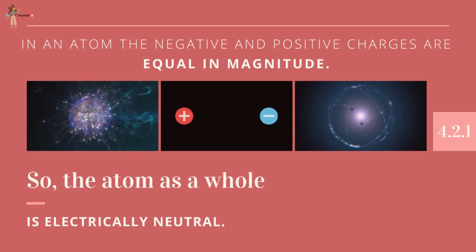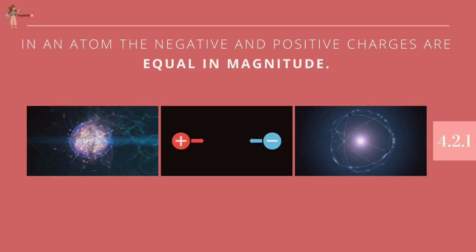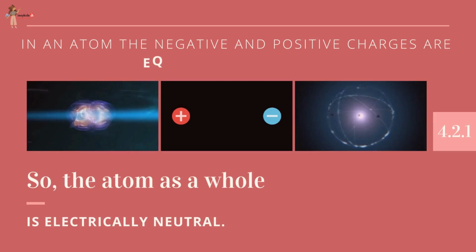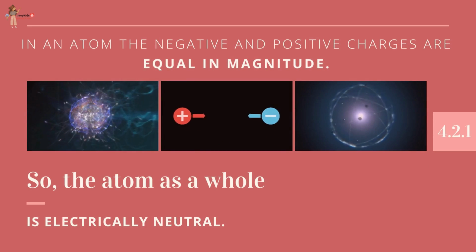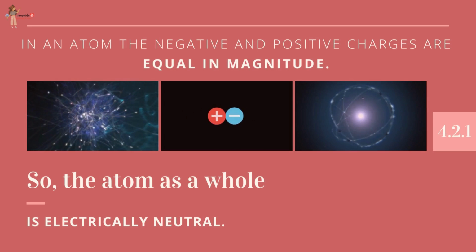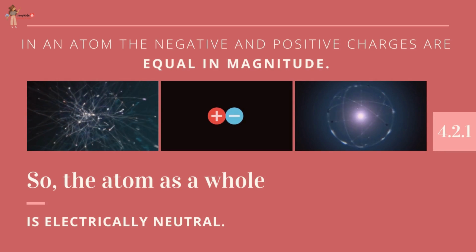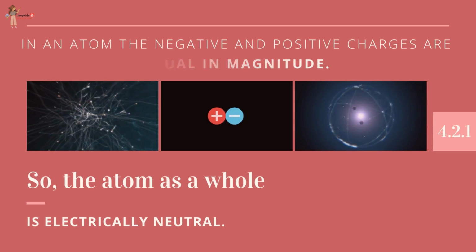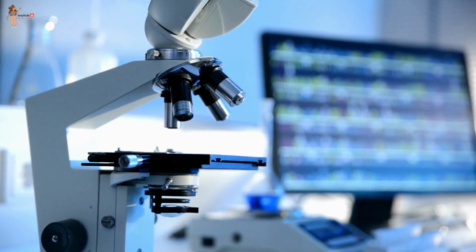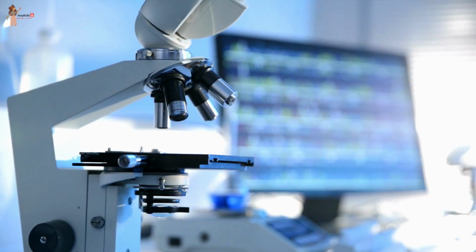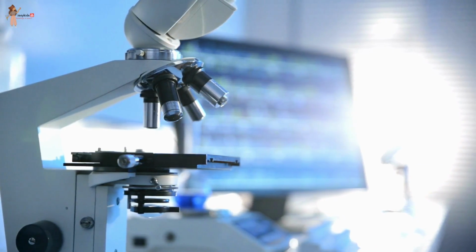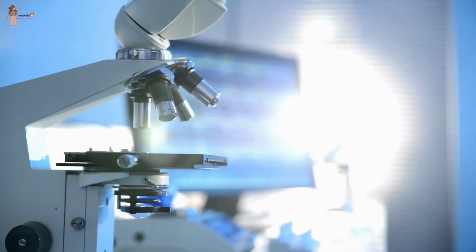The negative and positive charges are equal in magnitude. So, the atom as a whole is electrically neutral. Although Thomson's model explained that atoms are electrically neutral, the results of experiments carried out by other scientists could not be explained by this model.